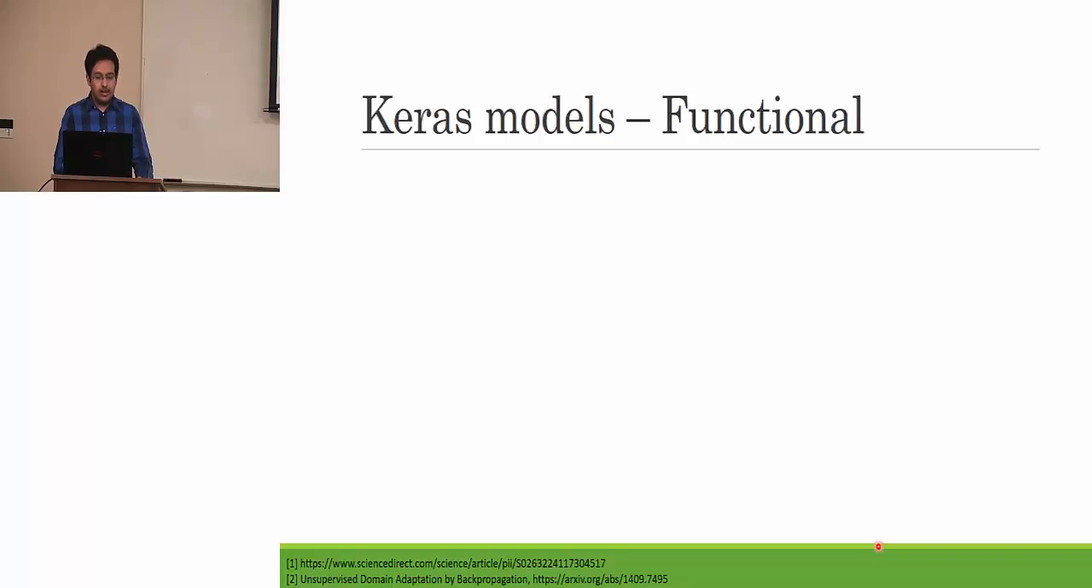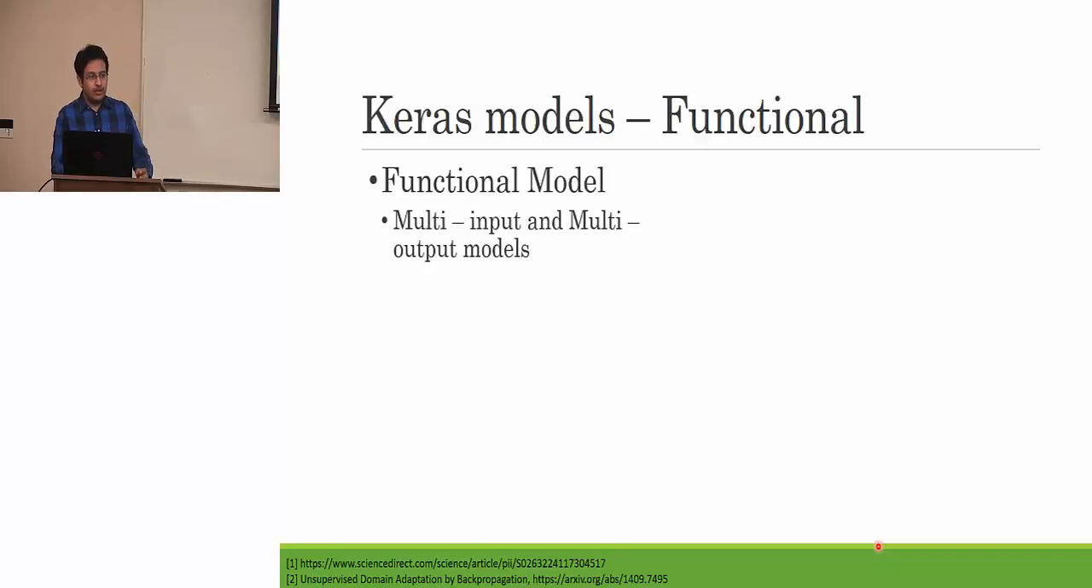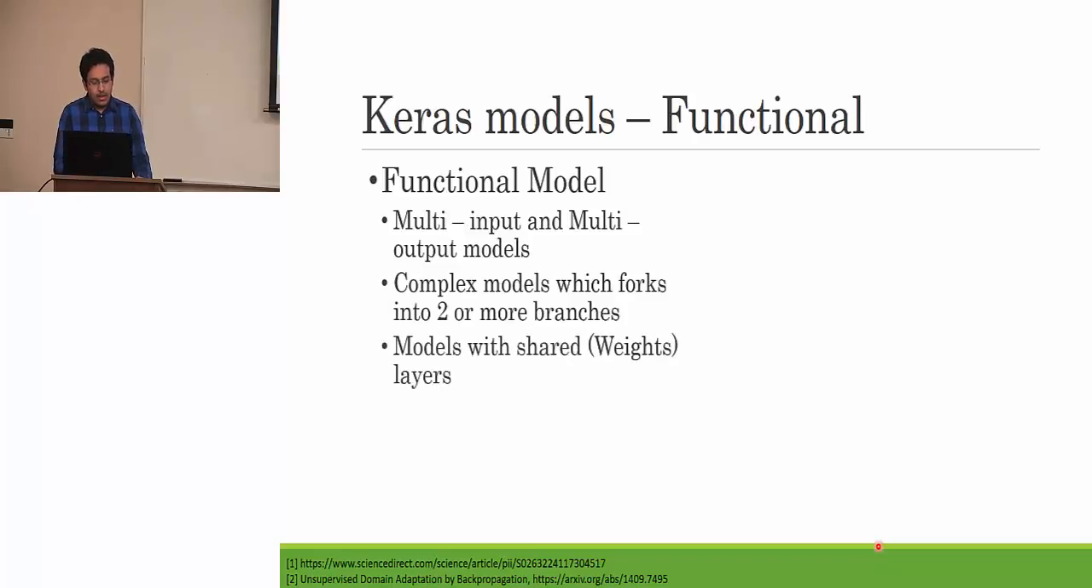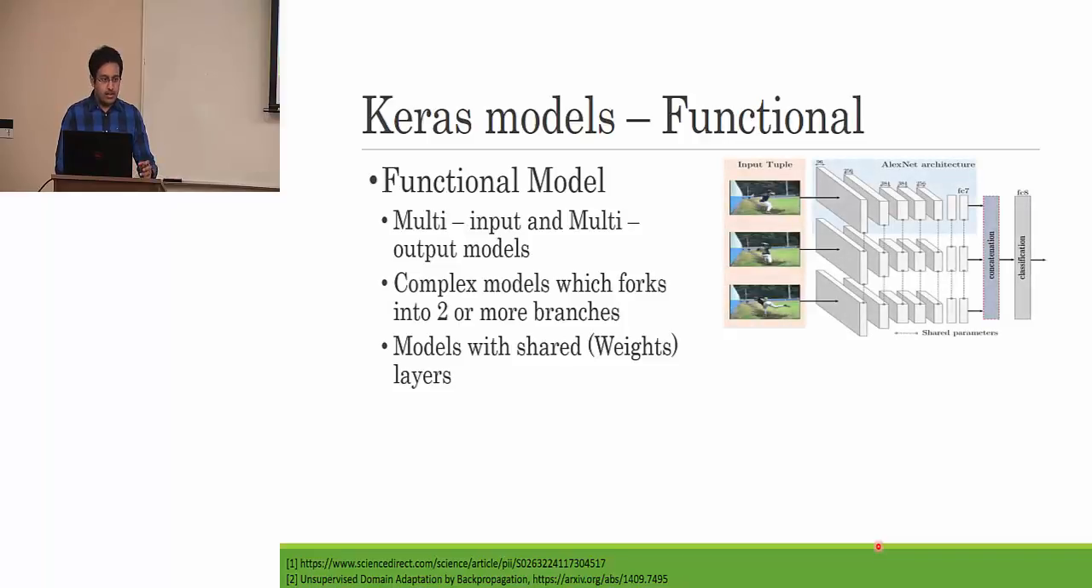So the other class of models in Keras is called functional. So this is very useful if you want to build complex models like with multi inputs and multi outputs. And if you want to build complex models with, let's say you have one model that's coming out, and then it forks out into multiple branches. I'll show some examples on that. And then if you have models with shared weights with multiple columns, you can use functional API to design such models. So we can see one example over here, which is doing action recognition.